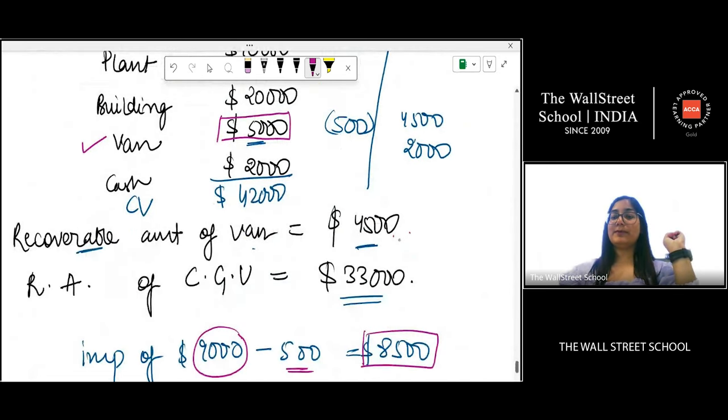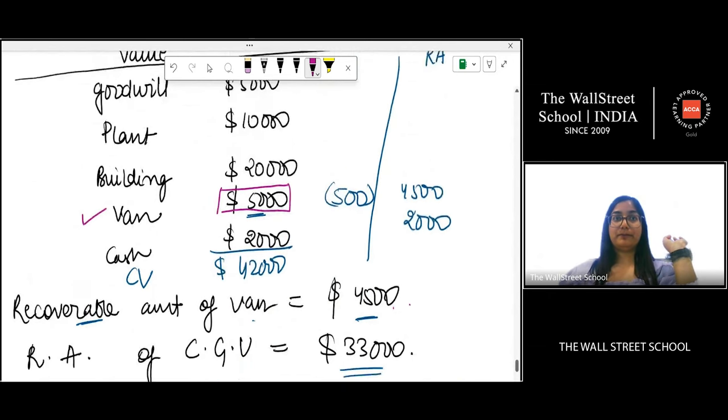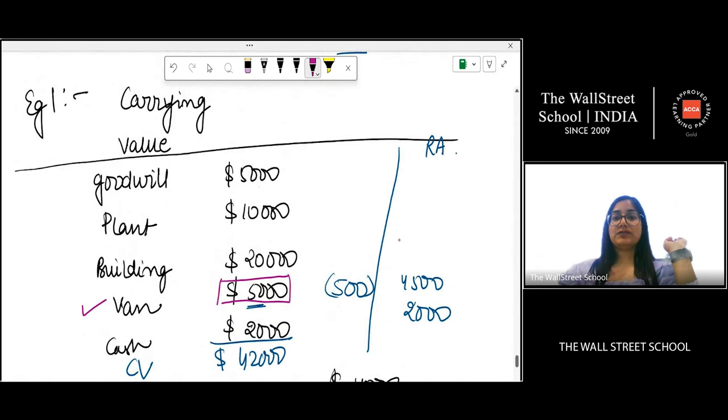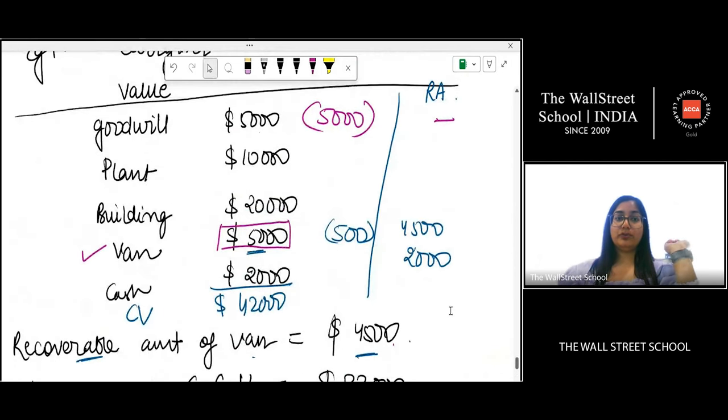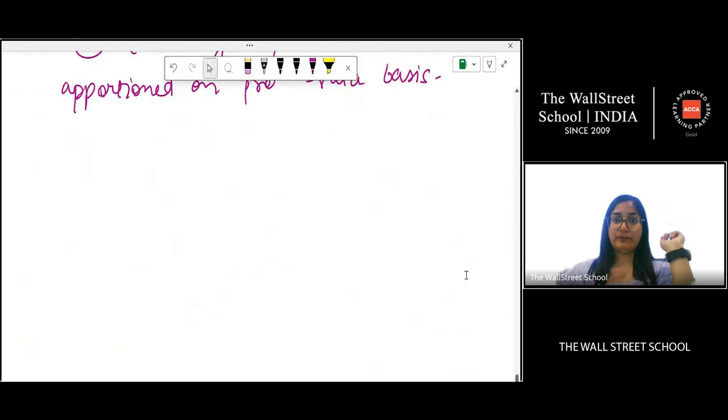अब impairment कितने की बची थी? 8500 की, ठीक है? Goodwill कितने की है? 5000 की. इसको मैं पूरा write off कर सकती हूँ इसमें से? पूरा write off कर दिया. तो अब मेरी goodwill खत्म होगी बिल्कुल. अब 8500 से if I deduct 5000, that means how much am I left with? $3,500. So now this $3,500 will be split between plant and building, because these are the two remaining assets that I have on pro rata basis.